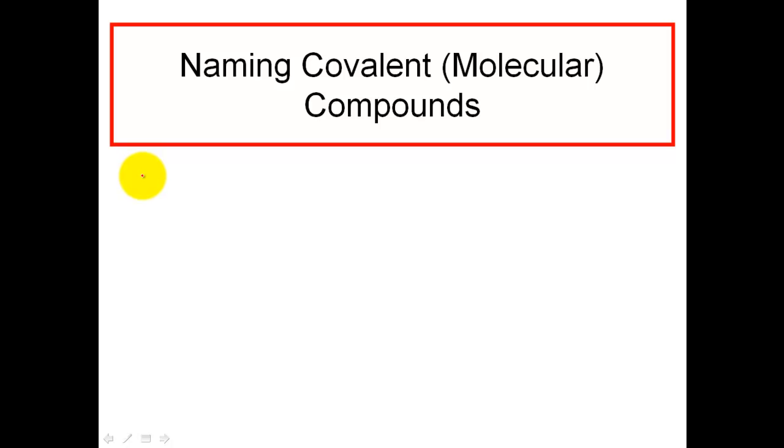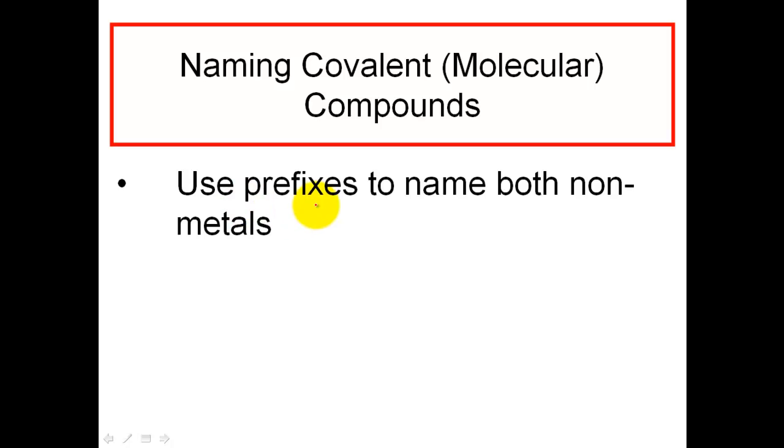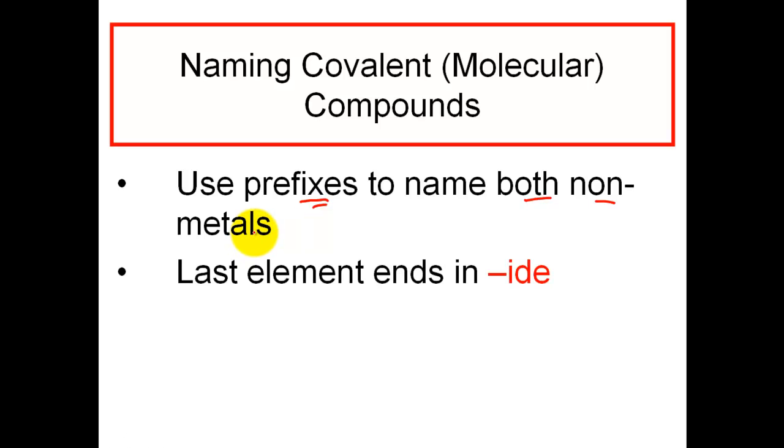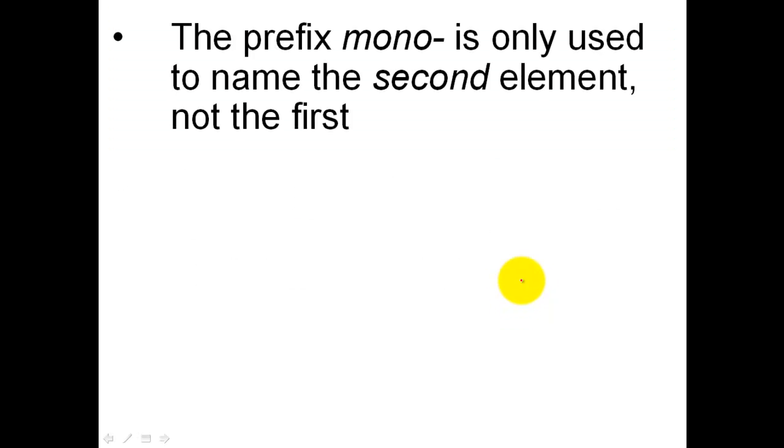We have a few rules we need to go over when we name these molecules. The rules are going to be pretty easy. We're going to use prefixes, all right, on both of the nonmetals. Not just the last one, but on both of the nonmetals. And the last element, as always, ends in -ide. One of our exceptions here is this. If I happen to have a prefix that is mono, I'm not going to use it for the first element. This is one of the rare exceptions when we do not use a prefix. The prefix mono is only not used on the first element.